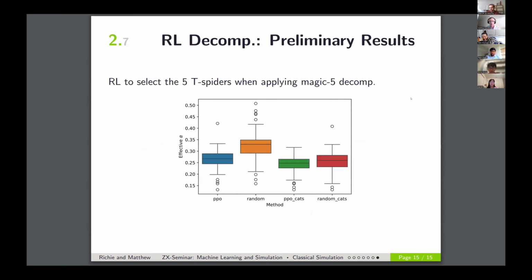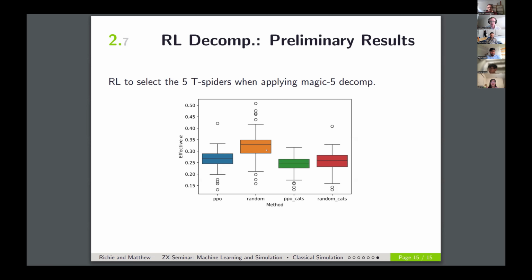And then just to wrap it up, there are some preliminary results. This work is still very much ongoing, but we do have some early results where we've managed to train a reinforcement learning model on the Magic 5 decompositions. That was the first one I showed. Currently, the state of the art uses the cat decompositions wherever possible. And then when there are no more cat states left, it will rely on this Magic 5 decomposition, and it will pick the 5 T-spiders to apply it to randomly. Whereas what we do here instead is, rather than picking those 5 T-spiders randomly, we use the reinforcement learning model, which is trained to decide which spider it should be selecting for this decomposition.